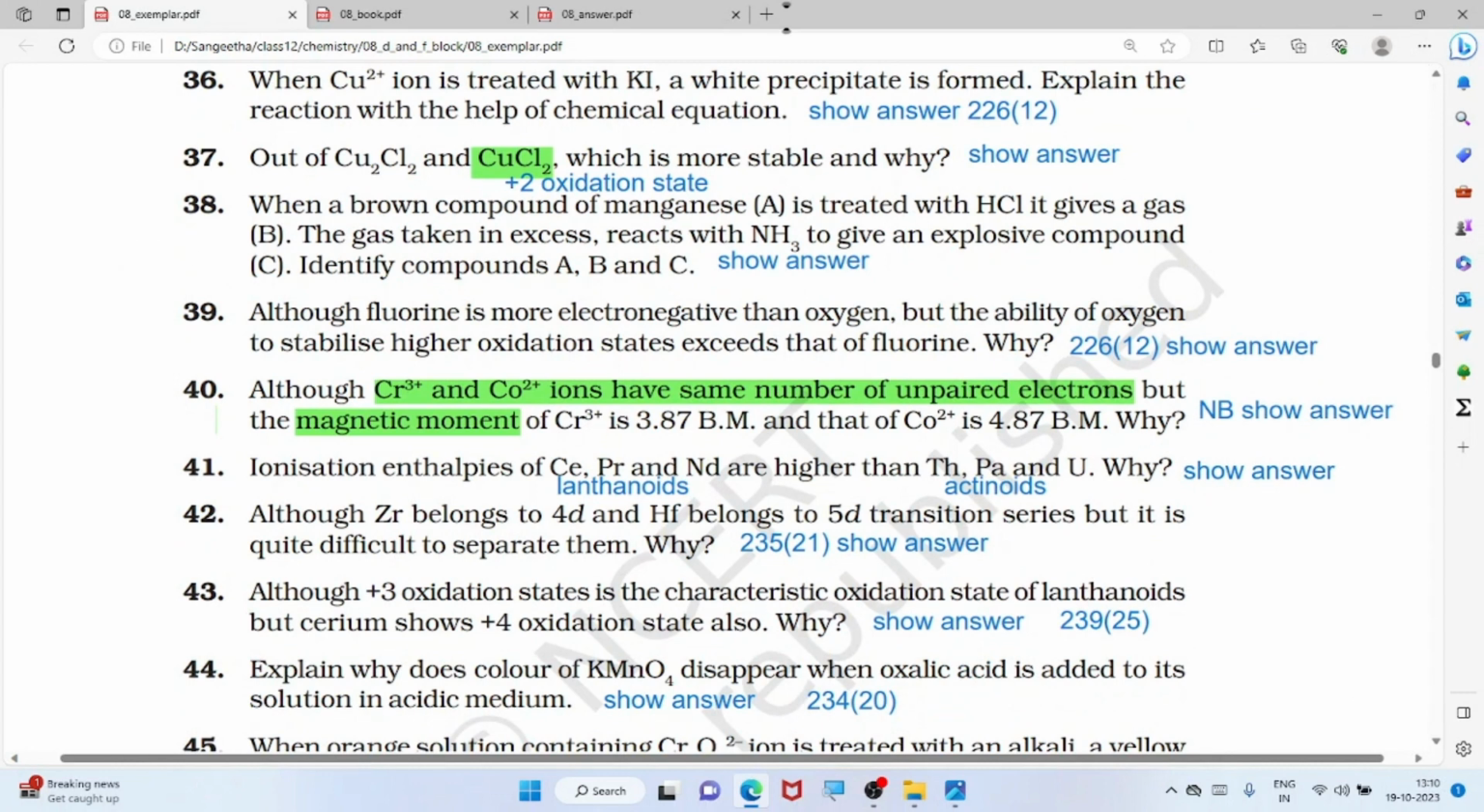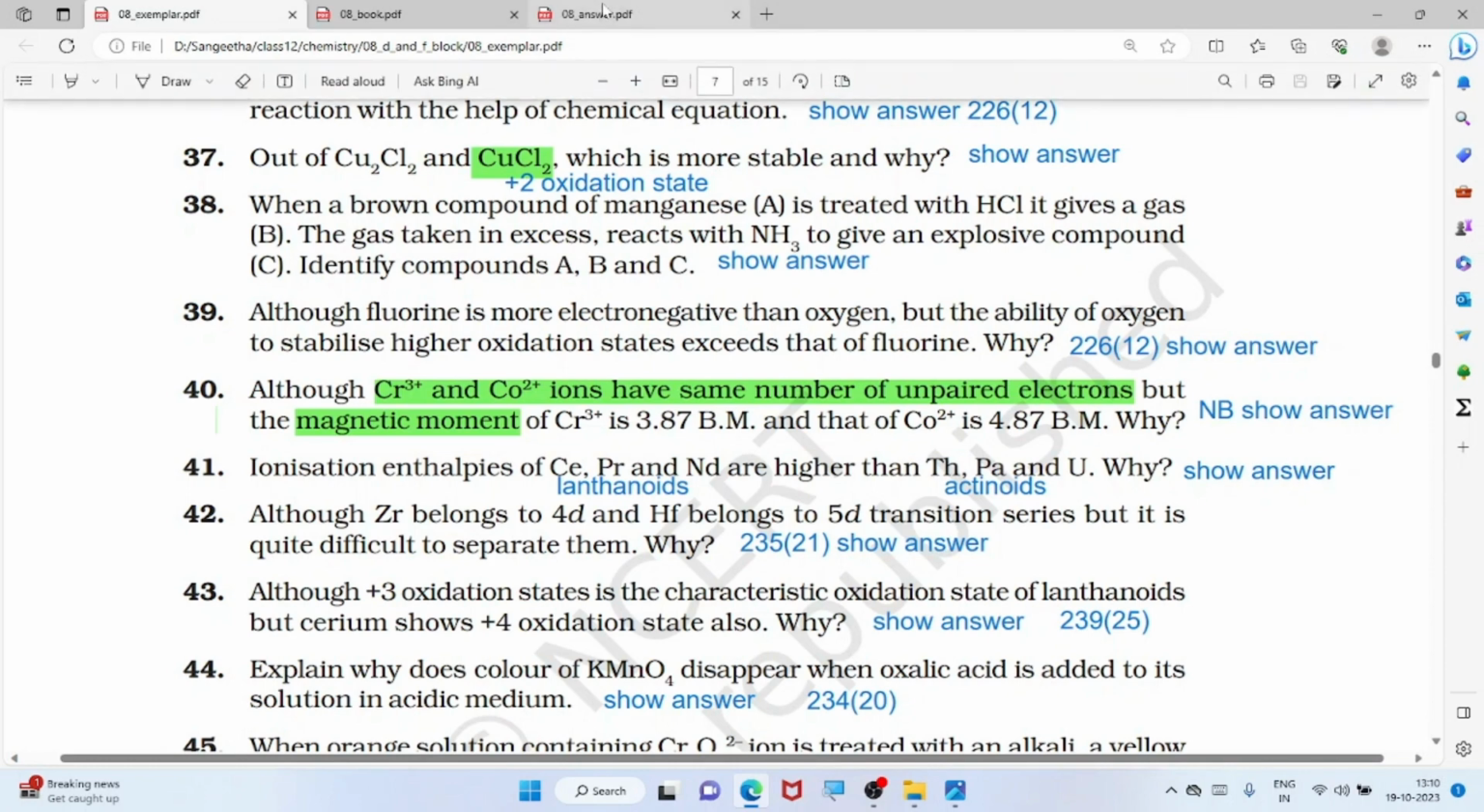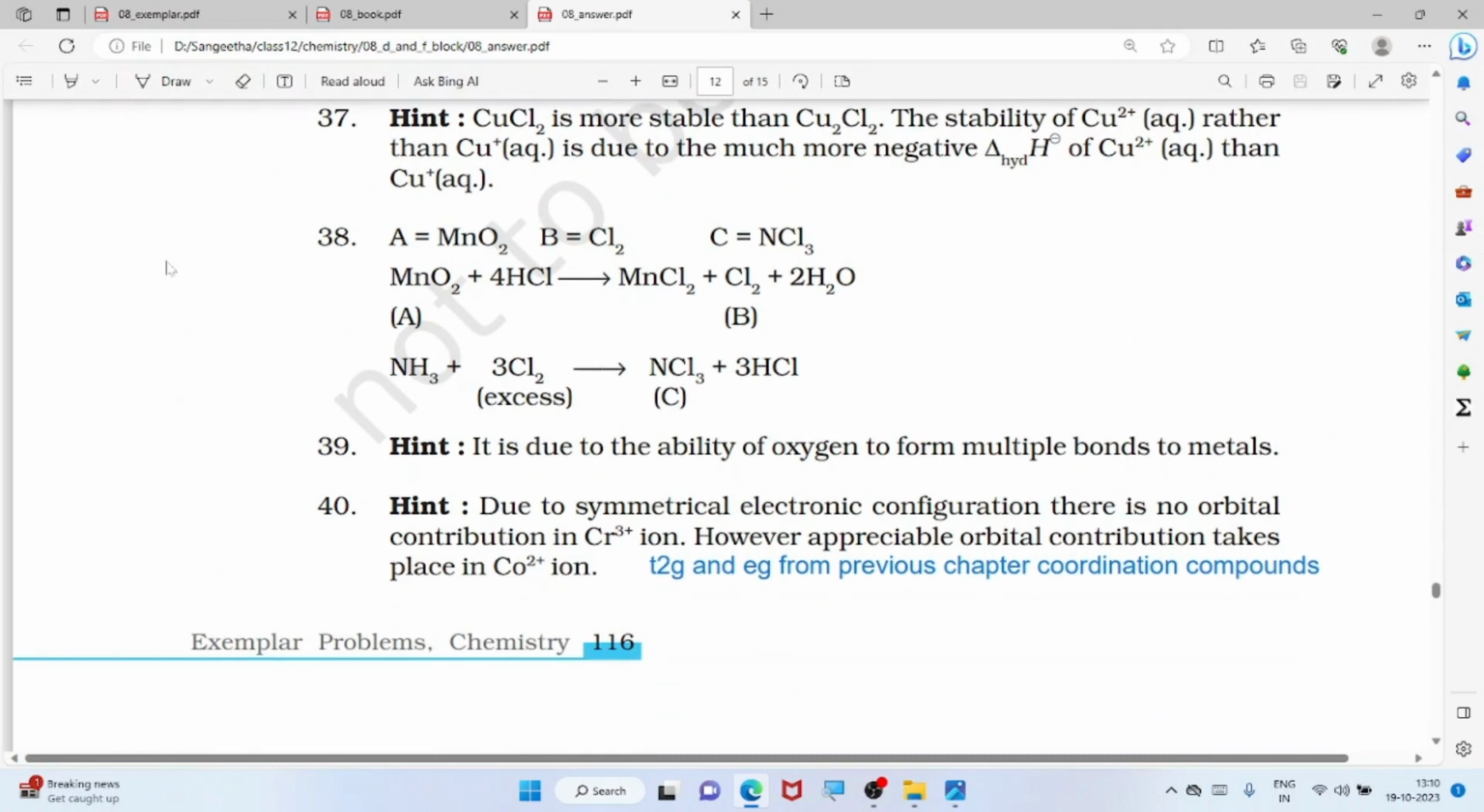A brown compound of manganese A is treated with HCl, it gives a gas. Okay, so this is the reaction.